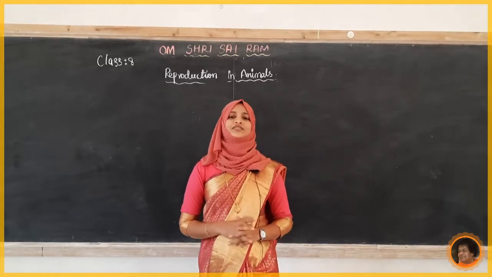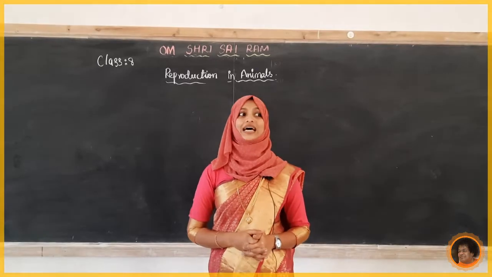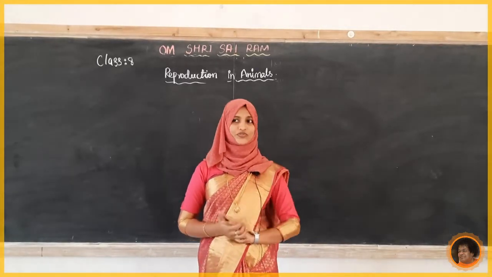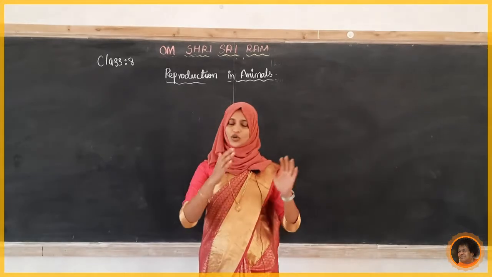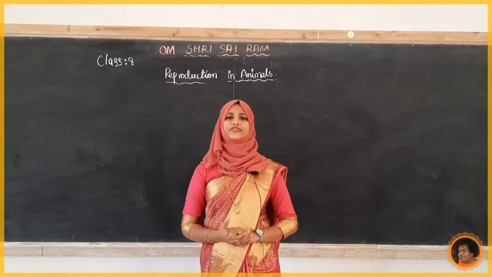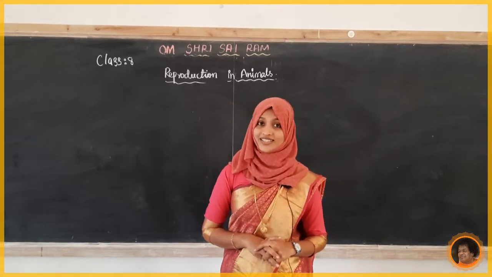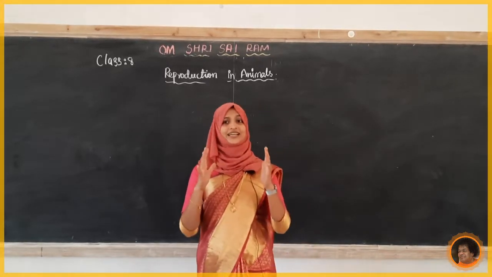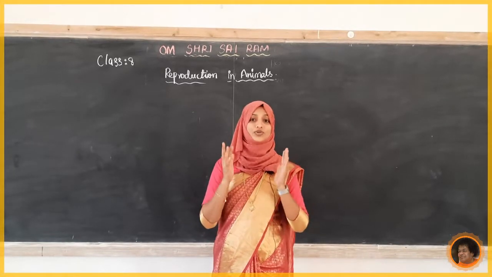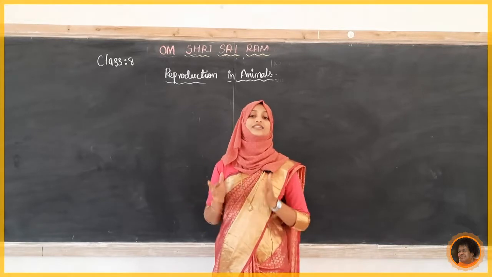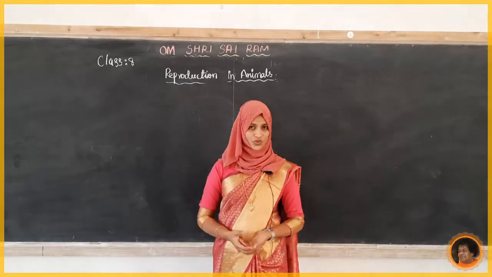In the last class we discussed the mode of reproduction, that is, the types of reproduction. There are two types of reproduction, sexual and asexual. So we came to know the main difference between these two. Let us recall, students, what is the difference? In asexual reproduction, a single organism reproduces and gives a new offspring or new individual.